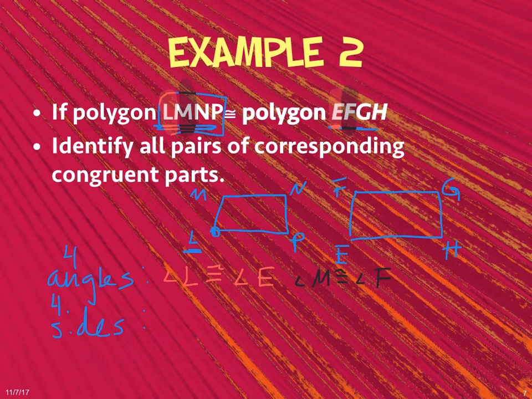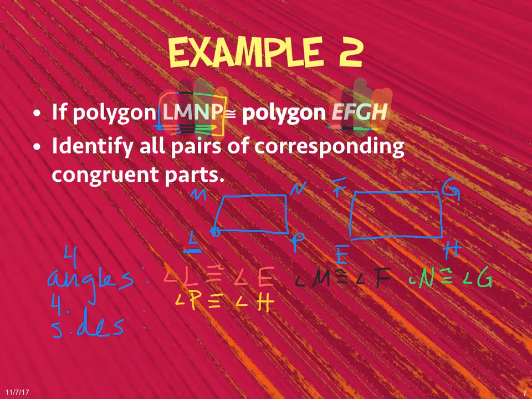Then we have the third, which is N and G. So we have angle N is congruent to angle G. And last, we have the fourth letter, P and H. So we have angle P is congruent to angle H. So those are our 4 congruent angles.